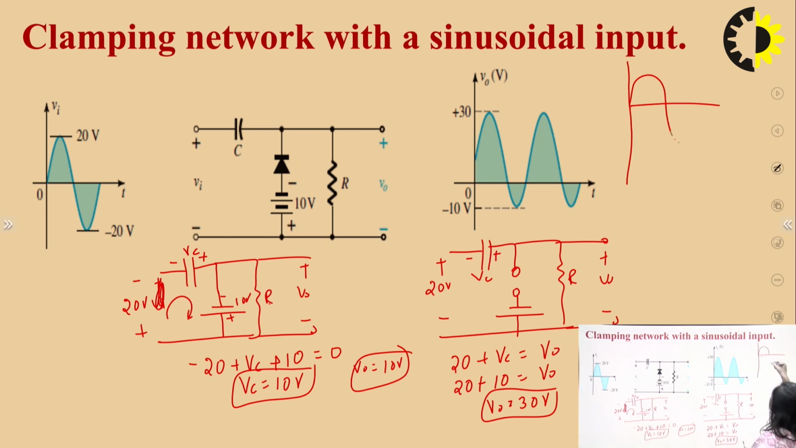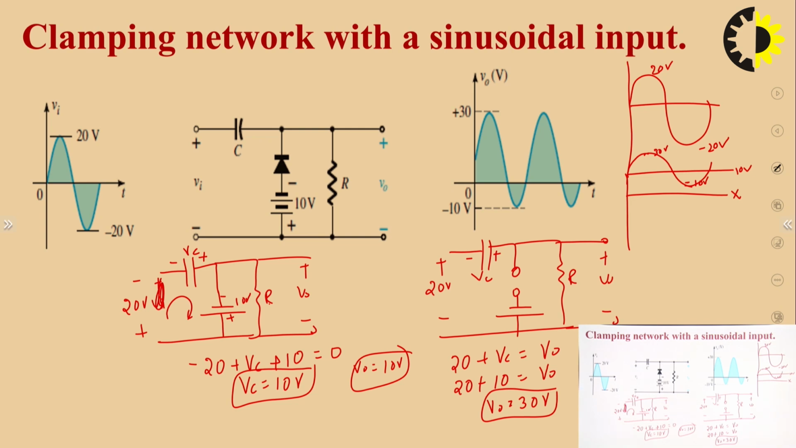Now this is our input signal. This is 20 volt, this is minus 20 volt. This is the datum line that we have drawn. Now we will draw the DC level first. So 10 volt is the DC level and it is in the positive direction. Now for the negative half, output is 10 volt, and for the positive half, output is 30 volt. So it will be like this, starting from 10 volt and ending at 10 volt.